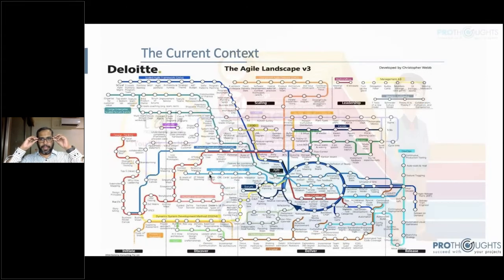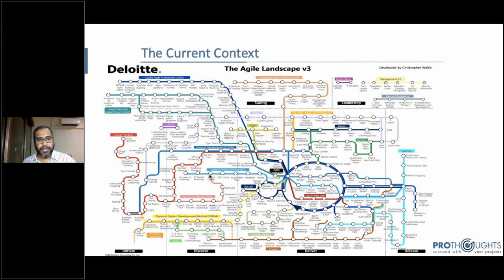Now I want to proceed with the Agile Landscape, and this is done by Deloitte. I think a lot of you would have seen this landscape, and it looks very crowded, like the London Tube. They have made it, but it looks pretty crowded.